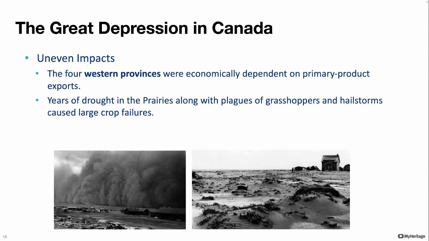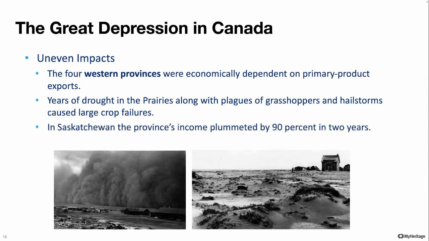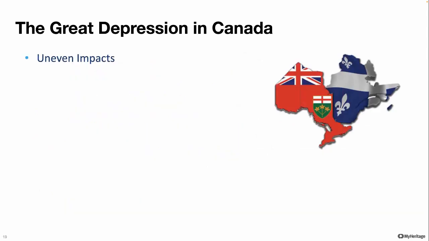Obviously, here in the United States, where I grew up, I learned a lot about the Dust Bowl in Oklahoma and Texas, and until I had a chance to research this, I didn't fully comprehend the impacts also of the Dust Bowl in the prairie provinces, which looked to be just as severe, or maybe even more so than what they were experiencing in Oklahoma. In Saskatchewan, the province's income plummeted by 90% in 2 years. Saskatchewan was tremendously hard hit, more so than probably any other area during the Depression.